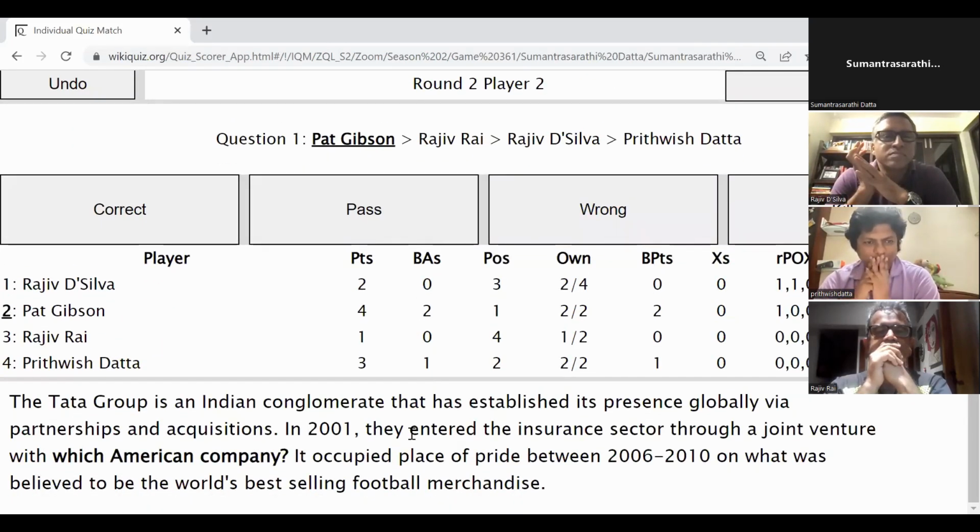The Tata Group is an Indian conglomerate that has established its presence globally via partnerships and acquisitions. In 2001, they entered the insurance sector through a joint venture with which American company? Place of pride between 2006 and 2010 on what was believed to be the world's best-selling football merchandise.